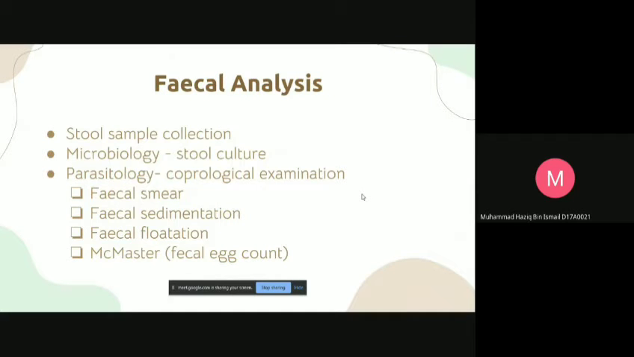For fecal analysis, stool or fecal sample needs to be collected first. In microbiology, the stool sample is cultured to detect presence of microbes. Besides, the feces can also be examined through coprological examination to detect parasites. Some coprological tests that can be done are fecal smear, fecal sedimentation, fecal flotation, and also McMaster or fecal egg count.